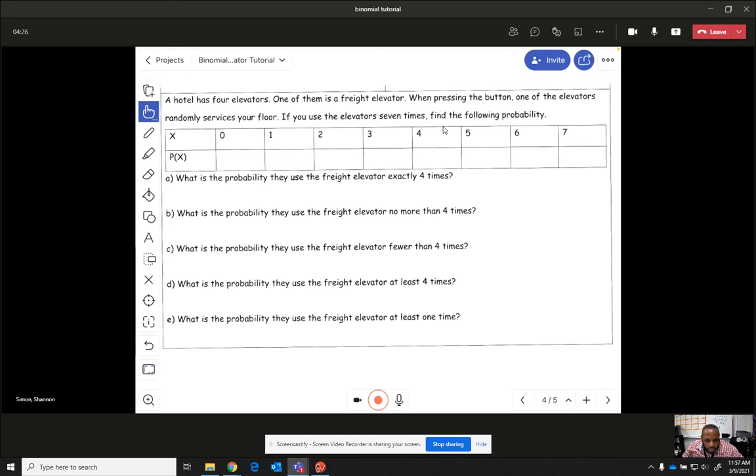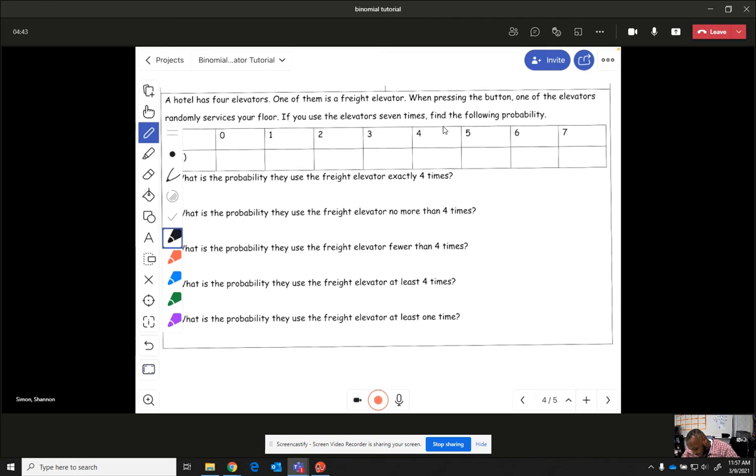So we're looking at this example that we did in class, and it says a hotel has 4 elevators. One of them is a freight elevator. When pressing the button, one of the elevators randomly services your floor. You're going to use the elevator 7 times. So what we're doing is we're fixing the number of times you can use that. So this becomes a binomial situation.